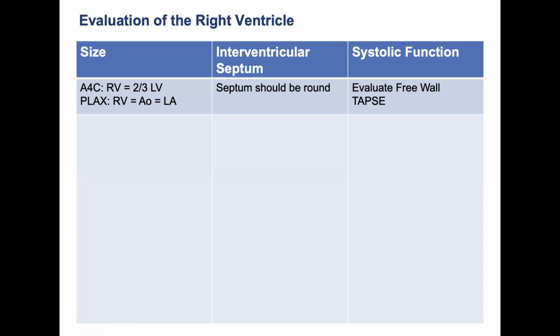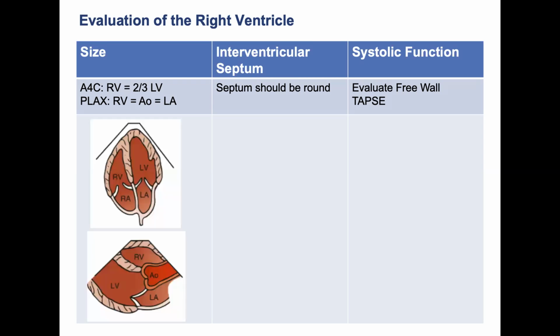So let's talk about how we evaluate this right ventricle. We can talk about, we said size, interventricular septum, and systolic function. And everybody asks me, what view do you like to look in? And I say, these are the views that I prefer and why. So size, we look at the apical four-chamber view. The right ventricle should be 2/3 the size of the left ventricle.